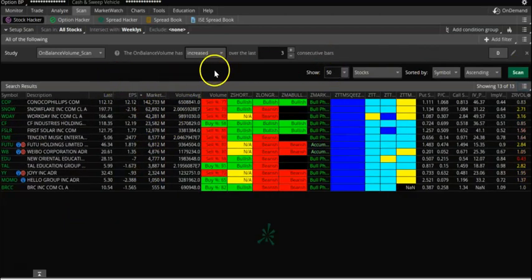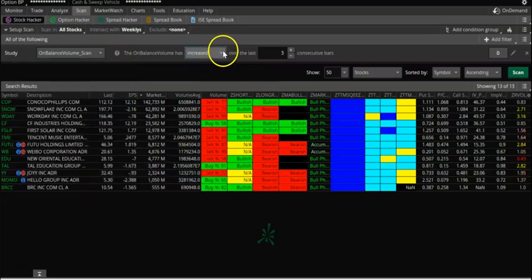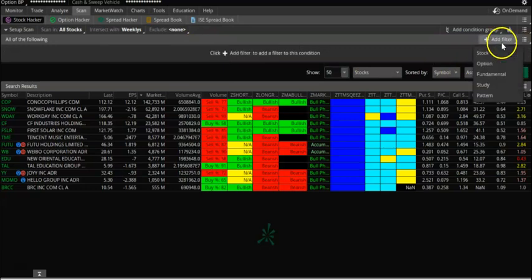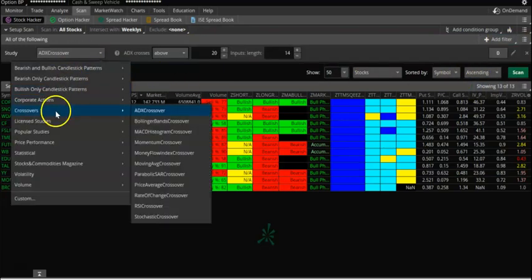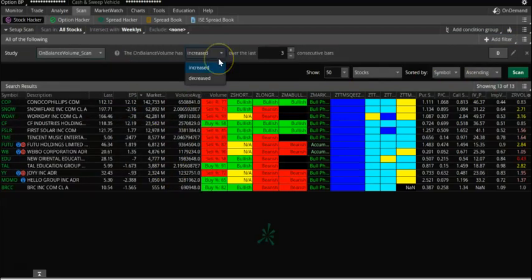So if you want to look for stocks which have decreased, that's bearish trades. So what you need to do is on balance volume. Do it again. Filter, study, license studies, popular studies, on balance volume. Okay, decreased. Now we are looking at a bearish trade.